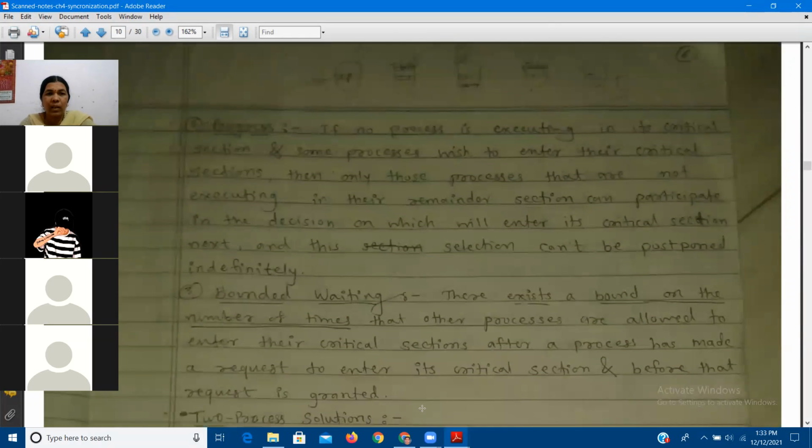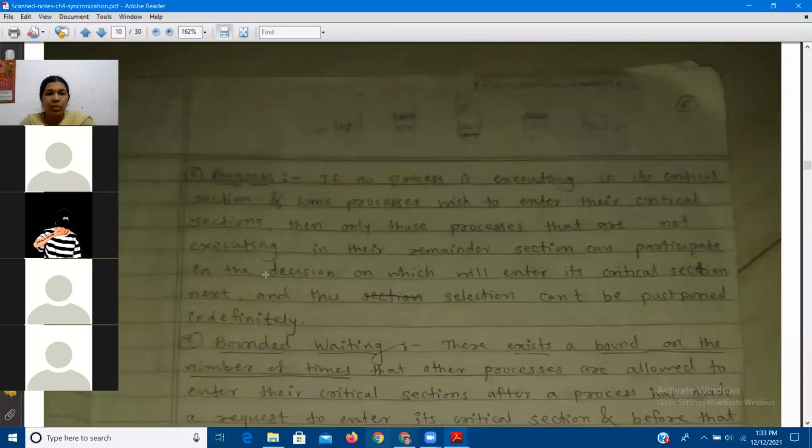The second condition is called progress. Listen carefully to understand the second condition. It is the most important condition. If no process is executing in its critical section, here I have just drawn some diagrams. Assume that in my system 5 processes are there and nobody is in the critical section.